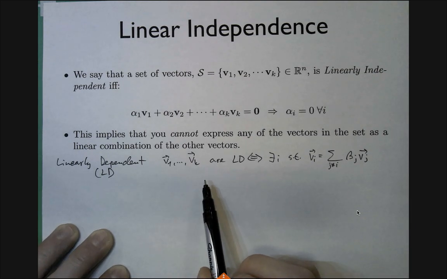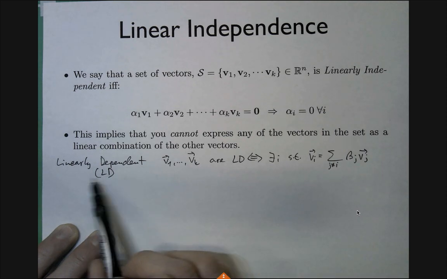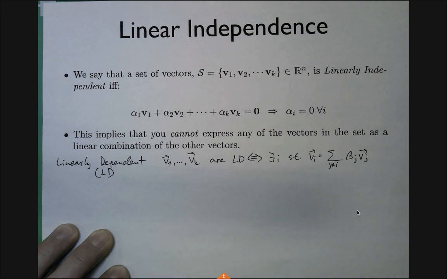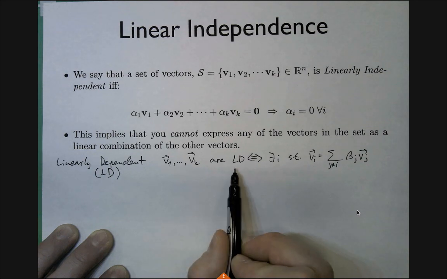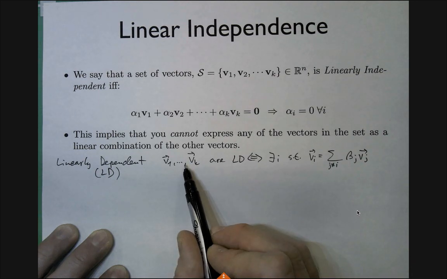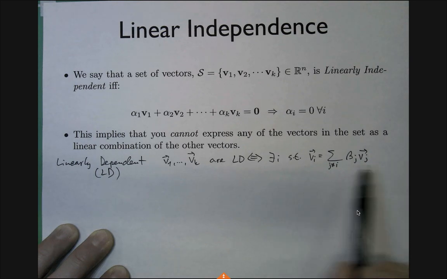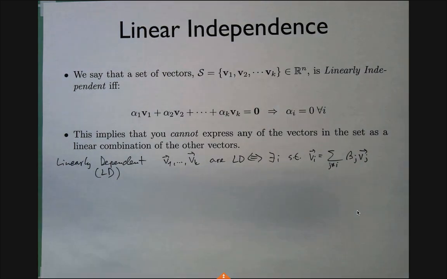Let me read it one more time. Linearly dependent means not linearly independent. Those are complementary notions. And here I'm saying that vectors are linearly dependent if and only if one of them can be written as a linear combination of the other ones. Got it? So we need to now show that this is consistent with this definition. How could we do that?